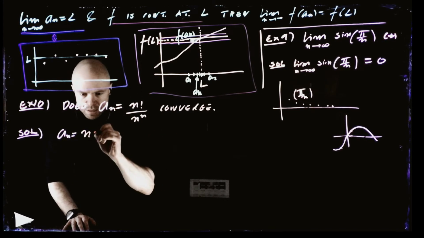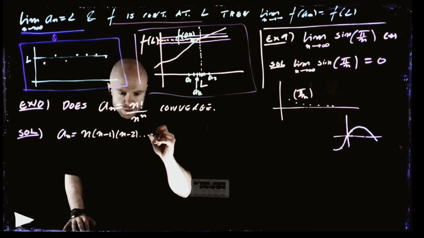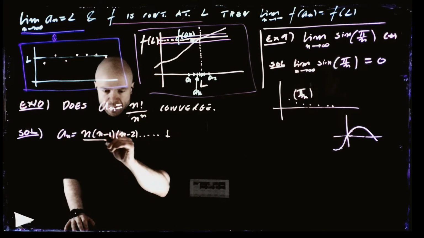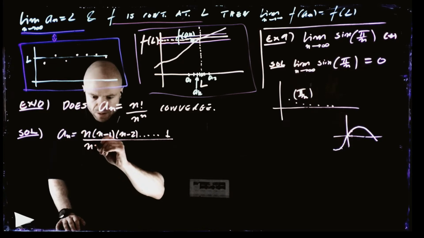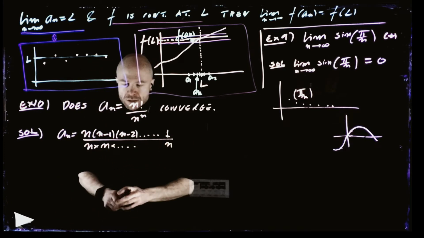n factorial is n times n minus 1 times n minus 2 all the way down to 1. That's what n factorial is. Yeah. And what is n to the n? That's n times n times n, n times. Yeah?